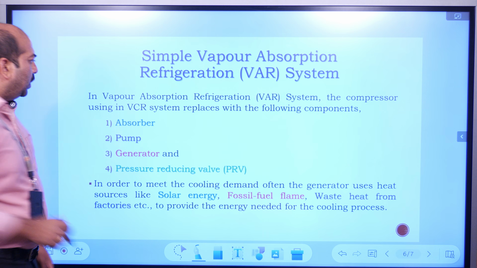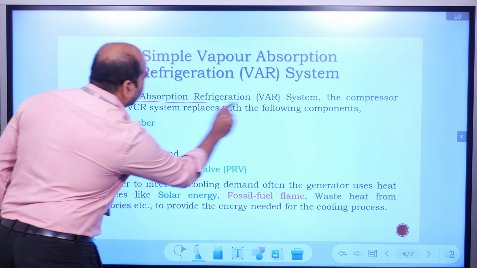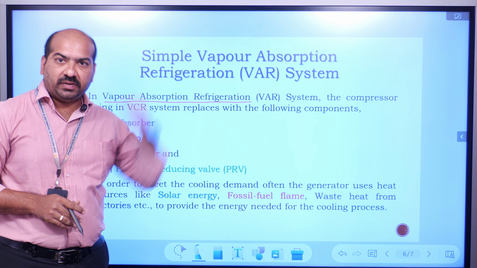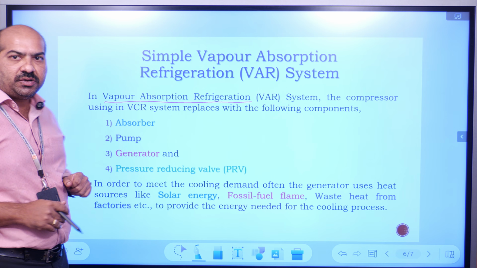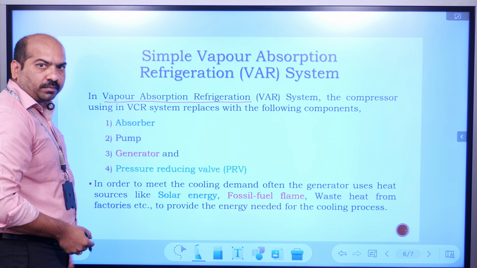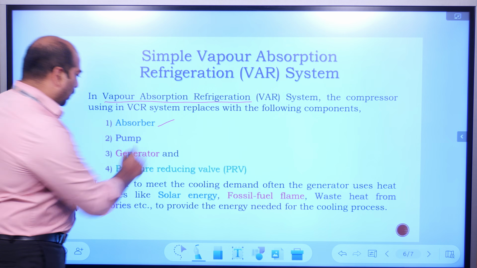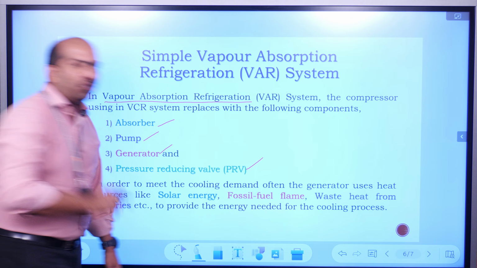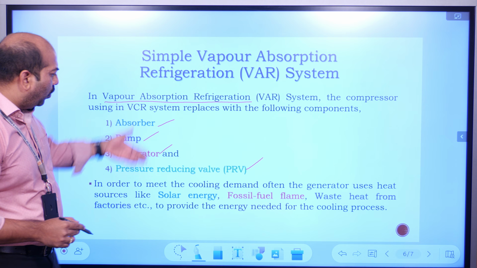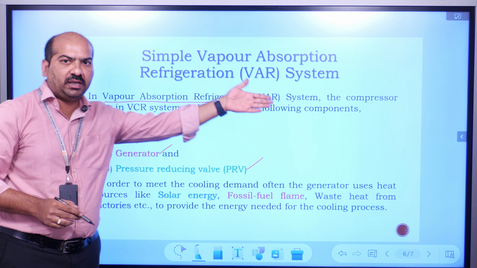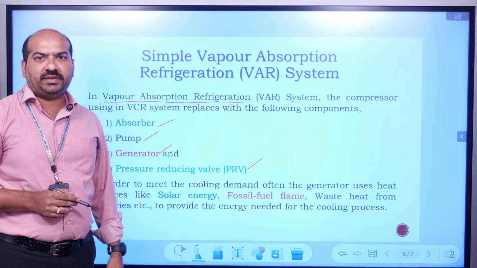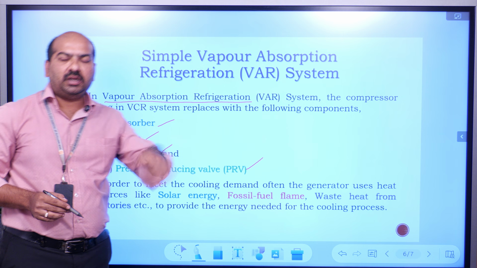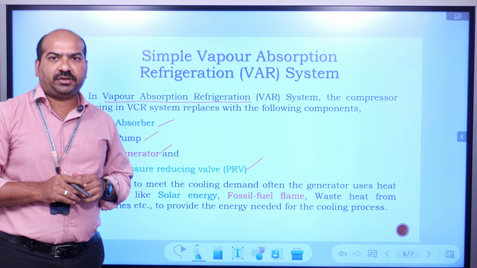So in the vapor absorption refrigeration system, the compressor which we have seen in the VCR system has been replaced with the following components: an absorber, a pump, a generator, and a pressure reducing valve. These four components simply replace the compressor we saw in the VCR system, and they play a major role in creating the refrigeration effect.